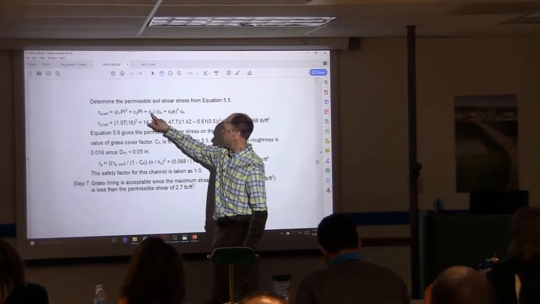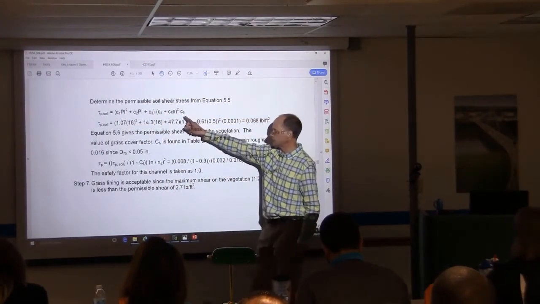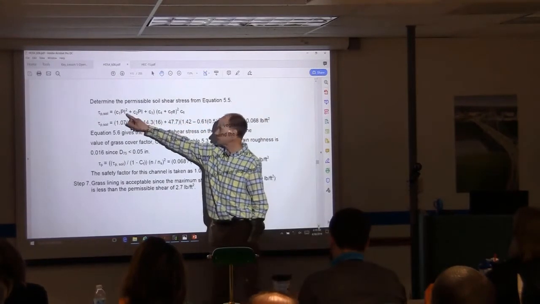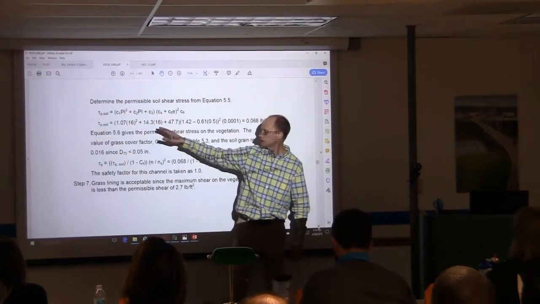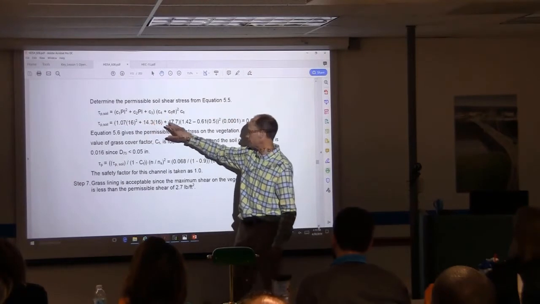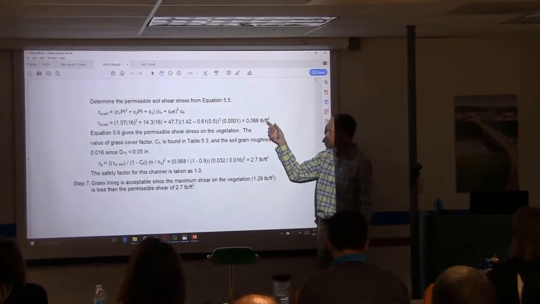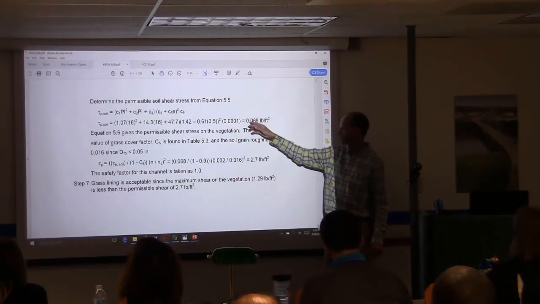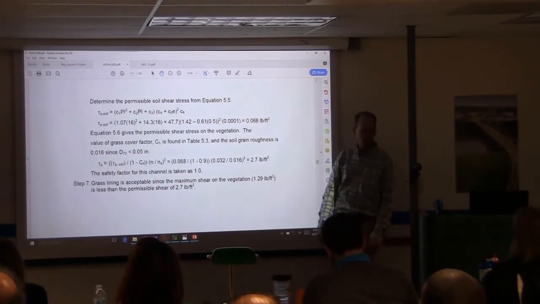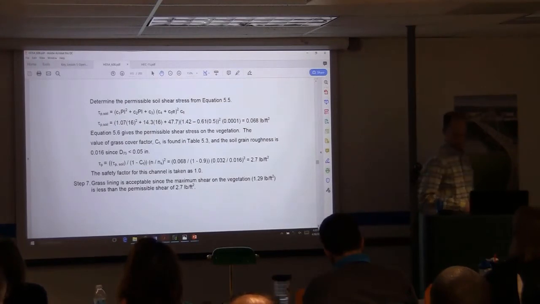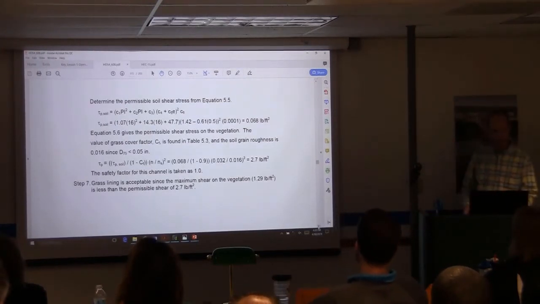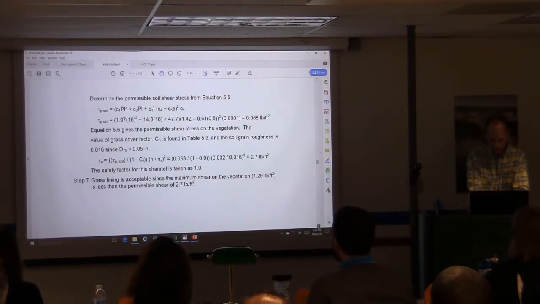We have all these coefficients, and you go to the cohesive soil table in HEC 15, and it tells you, based on the plasticity index, what these coefficients should be. It's basically just you plugging them in from the table and coming up with the permissible soil resistance of the clay, 0.068 pounds per square foot. So that's part one. We have a hybrid system. We also have the vegetative component that we need to address.